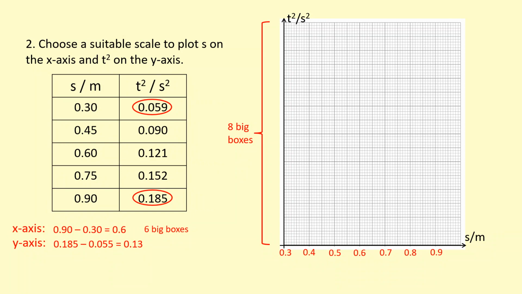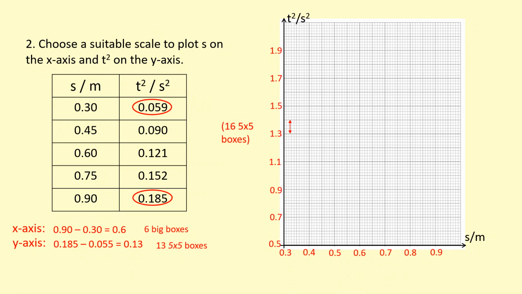So if I try to split that over 8 big boxes, it doesn't quite make sense. So what I think about it is instead think of it as like 16 smaller 5 by 5 boxes, in which case I can fit that 0.13 in there. So I'll try, for example, to use 13 5 by 5 boxes for 0.13. So if I put that onto the scale, it looks a bit like this, and then I can add on the line of best fit, and as you can see, I'm using at least 3/4 of the page, which will allow me to determine the gradient quite accurately.